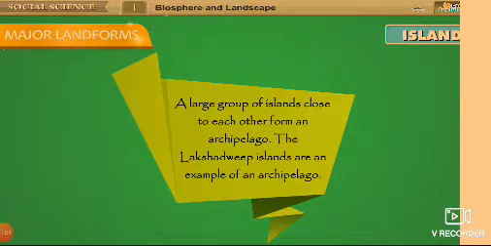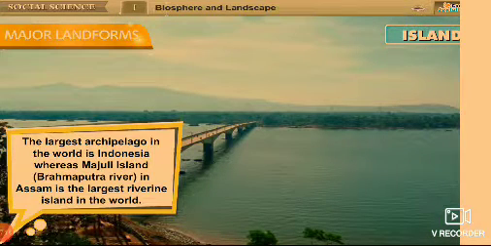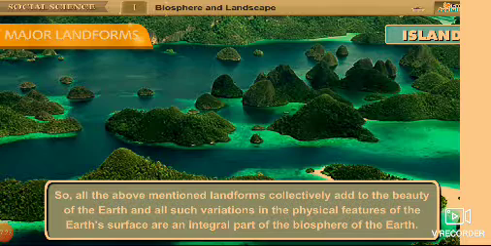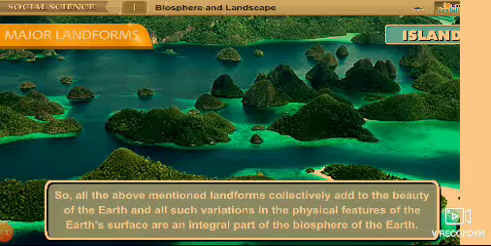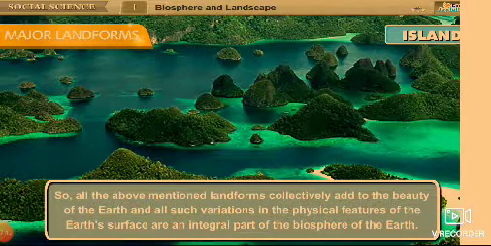A large group of islands close to each other forms an archipelago. The Lakshadweep Islands are an example of an archipelago. The largest archipelago in the world is Indonesia, whereas Majuli Island on the Brahmaputra River in Assam is the largest riverine island in the world. So, all the above mentioned landforms collectively add to the beauty of the earth, and all such variations in the physical features of the earth's surface are an integral part of the biosphere of the earth.